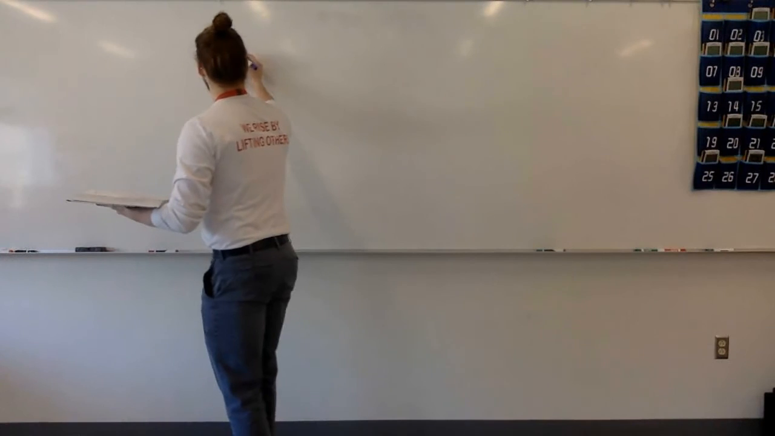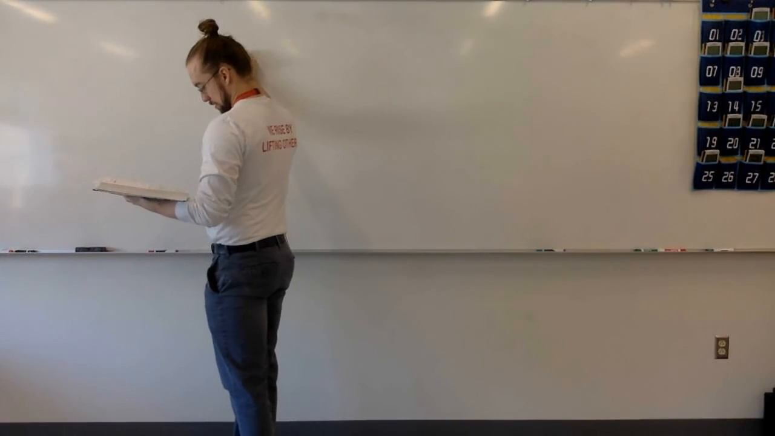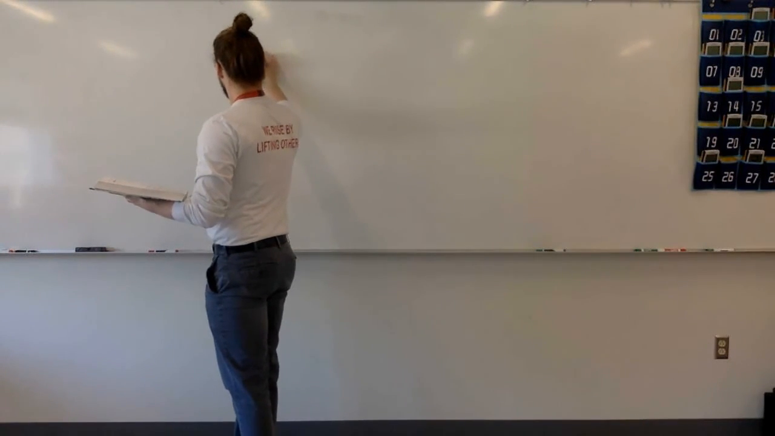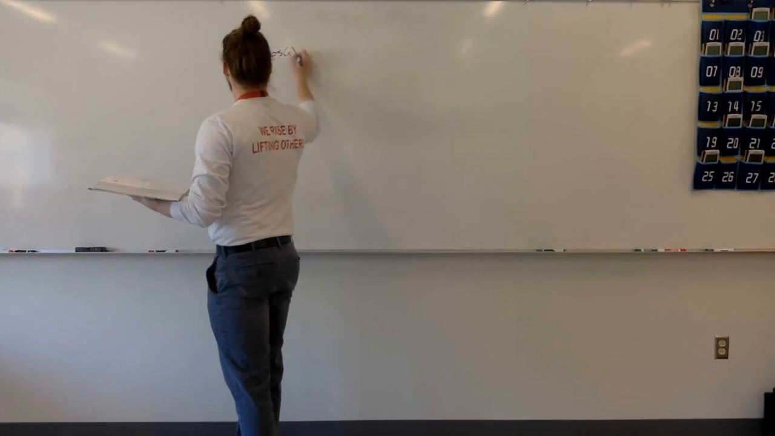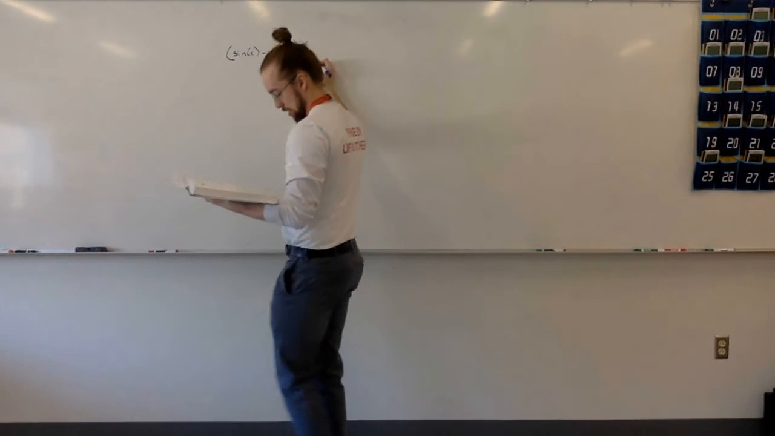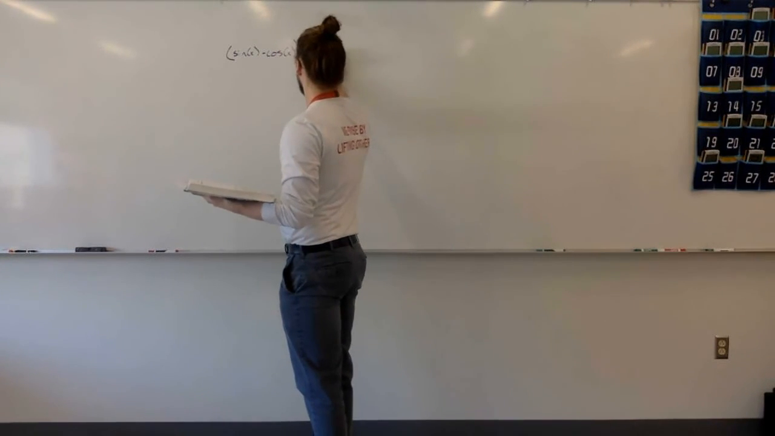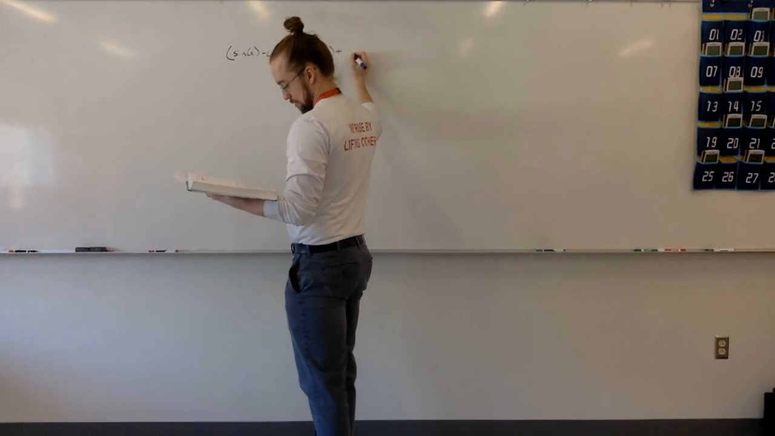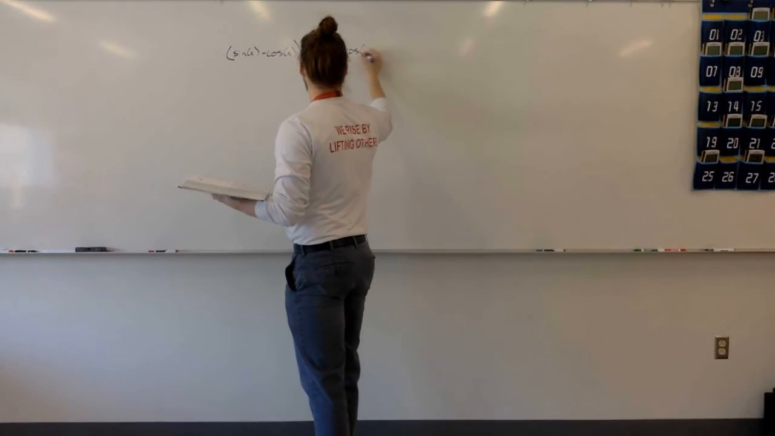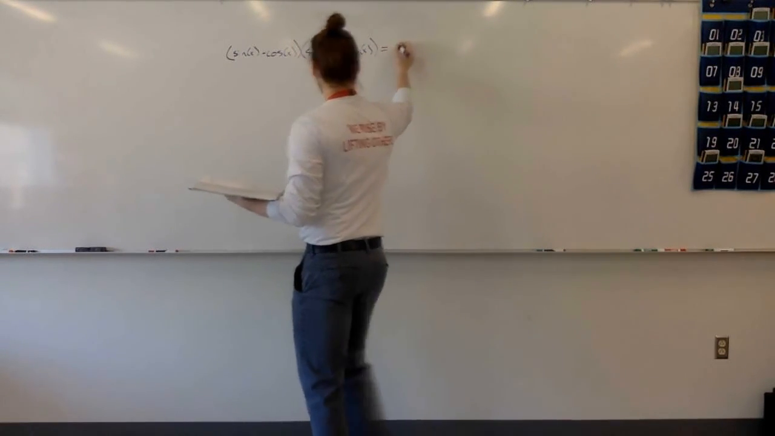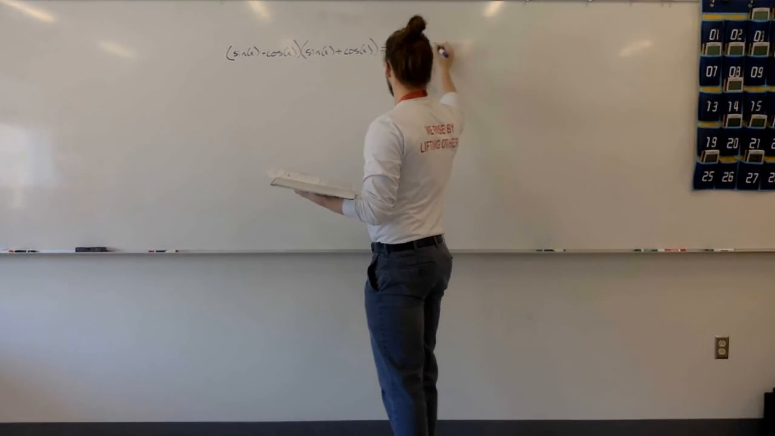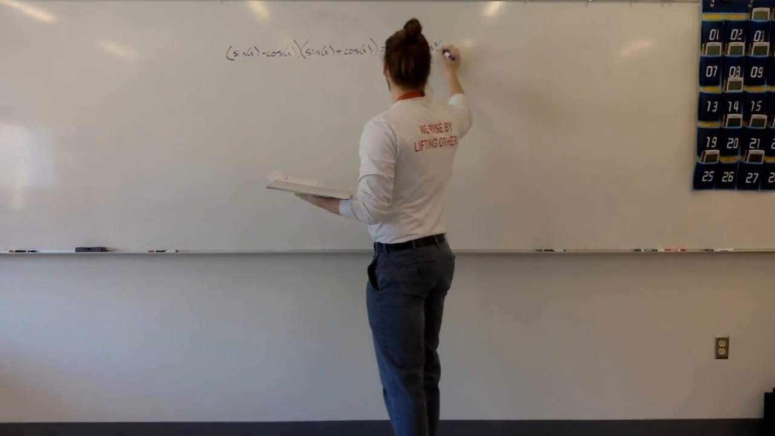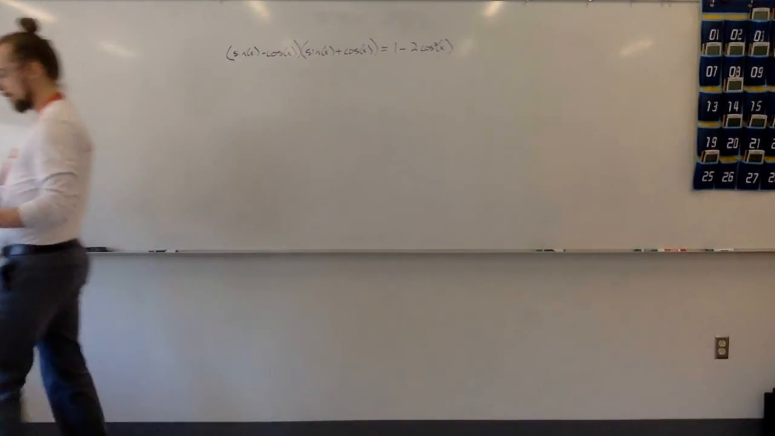how about sine of x minus cosine of x times sine of x plus cosine of x equals 1 minus 2 cosine squared of x. Alright, how about something like this?